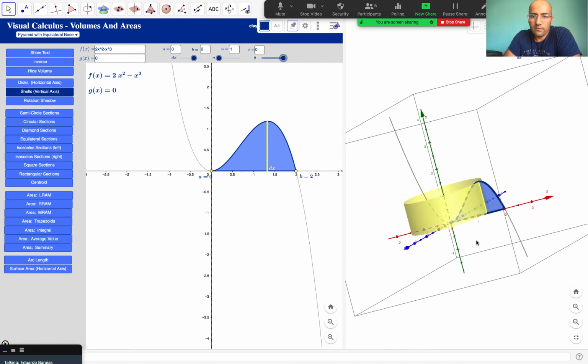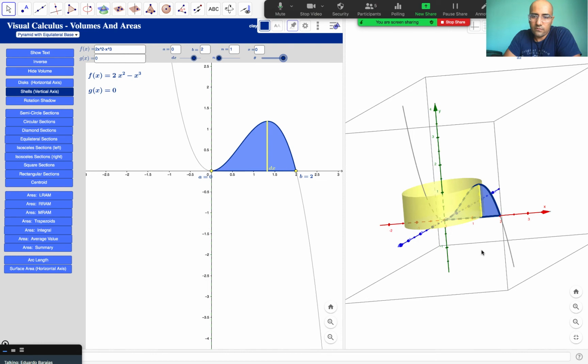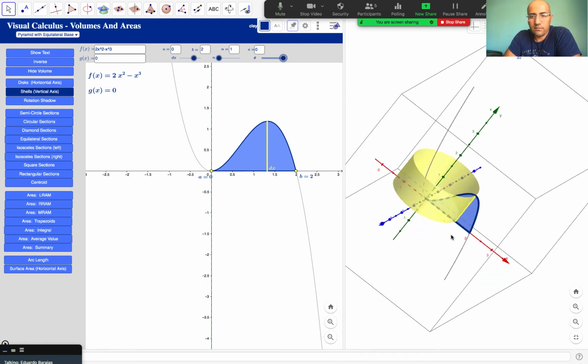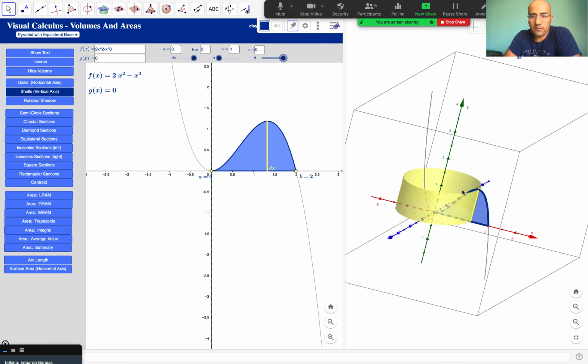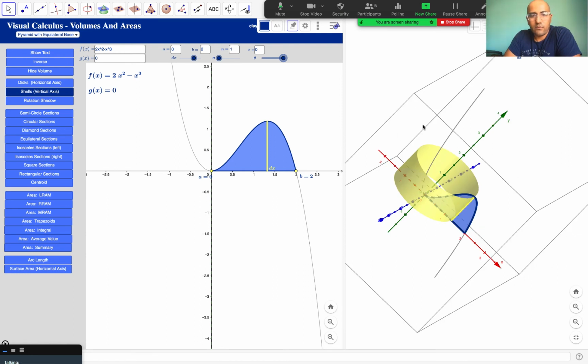Trying to see if I can get a shot. No, rotate the other way. This thing is so annoying. Okay, whatever.